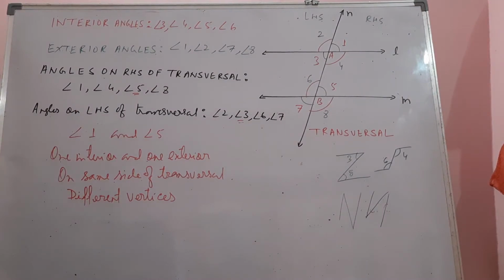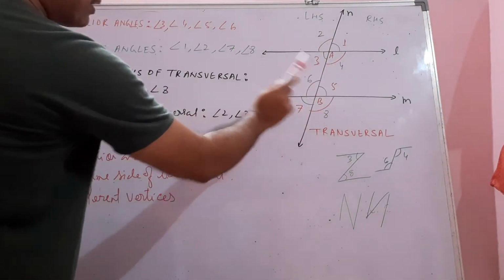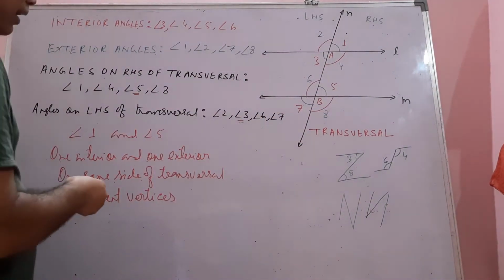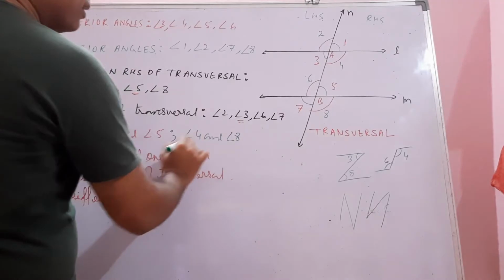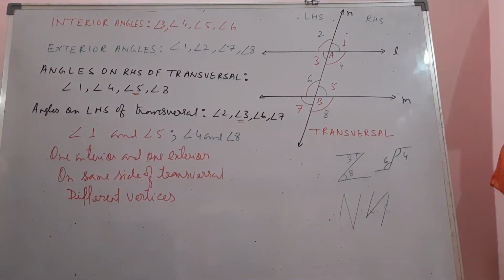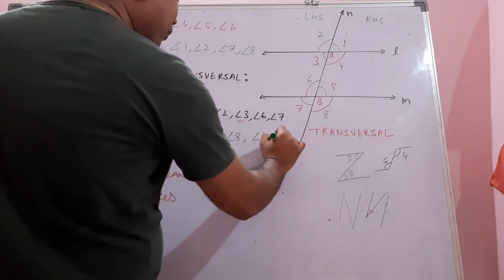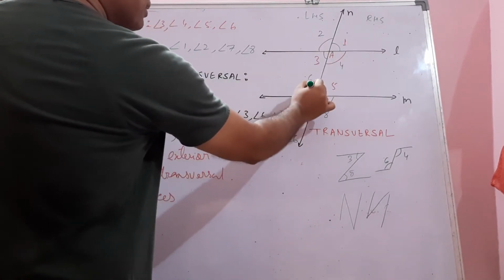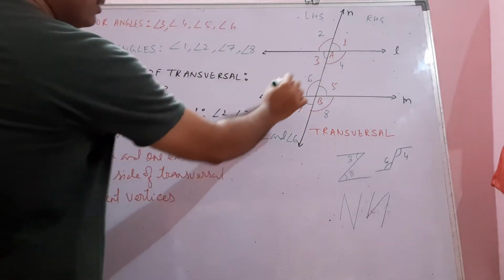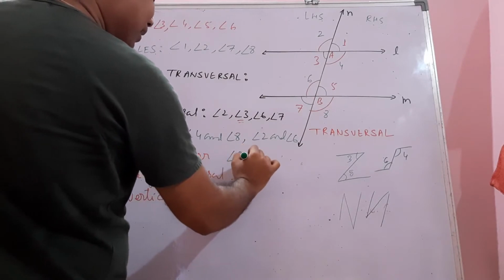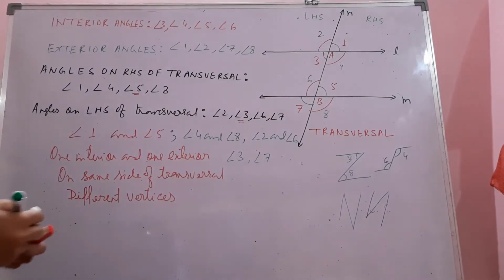Can I find some other angles of that type? Yes, I can find some other angles also, like angle 4 and angle 8. They also satisfy that condition: 4 is interior, 8 is exterior, on the same side of the transversal with different vertices. I can see 2 and 6 also form like that: exterior, interior, same side of the transversal, different vertices. Angle 3 and angle 7 are also like this one.